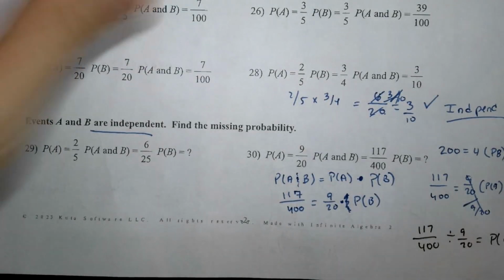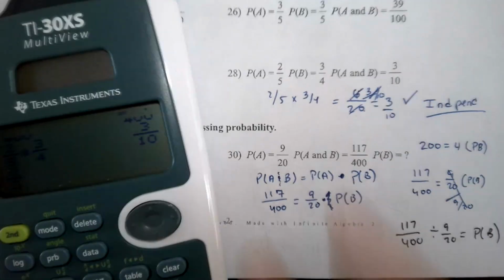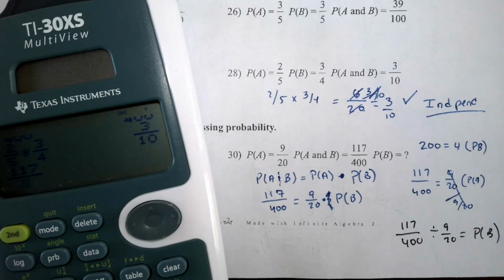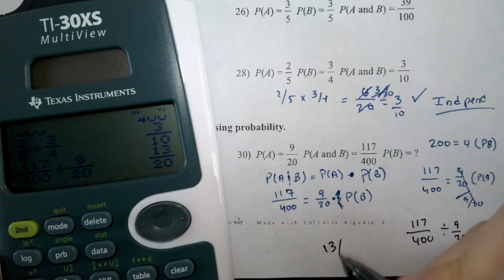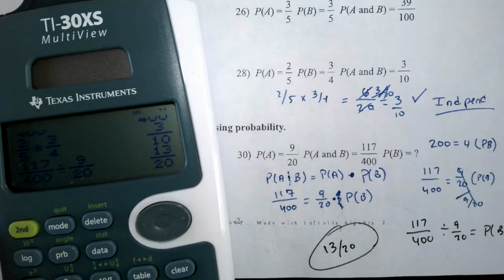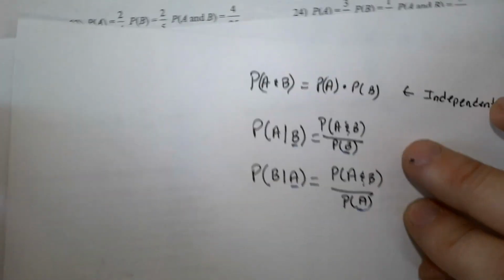Out of room on my paper. There we go. So in my calculator, I'm going to do 117 out of 400 divided by 9 out of 20. And that is equal to 13 out of 20 as a final answer. Yippee. We got one more for today. One more, and it's going to use one of the fancy formulas.